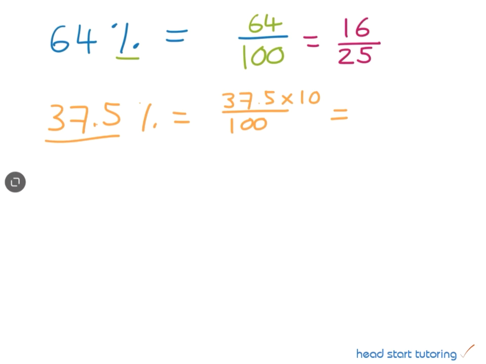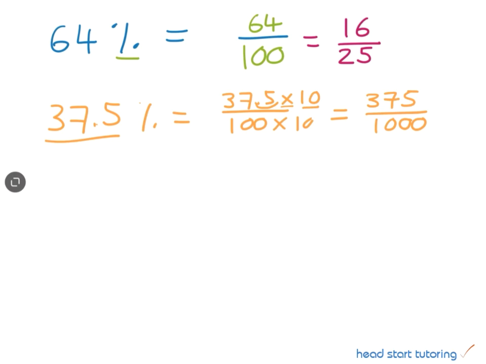So 37.5 multiplied by 10, we take our decimal point and we move it one place to the right because we're multiplying it by 10, and that gives us an answer of 375. And because we multiplied our numerator by 10, we have to multiply our denominator by 10 as well, so we end up with 375 over 1000. Now 375 over 1000 is easier to simplify because they are both whole numbers.